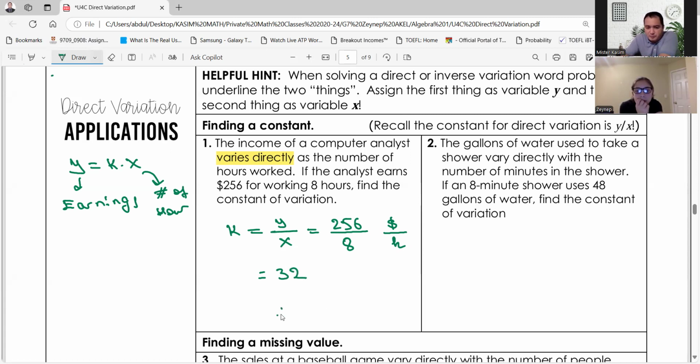So the constant of proportionality or variation, whatever you call it, is equal to 32. It means that every hour you are earning $32, the constant rate. That's why it's called direct variation. If you double the number of hours, your earnings will also be doubled, right? 1 hour, 32. 2 hours, 2 times 32. 3 hours, 3 times 32.